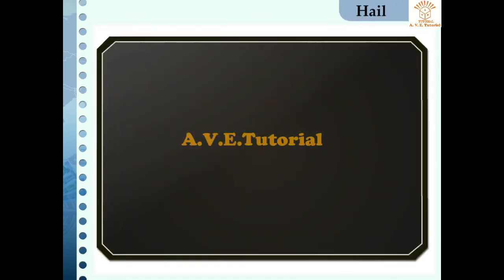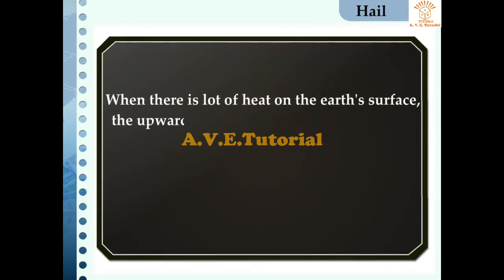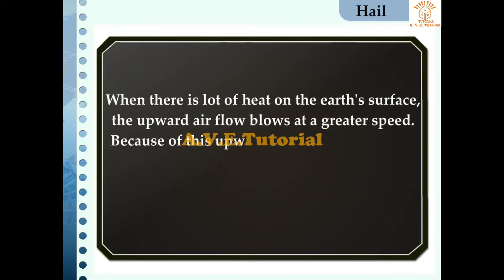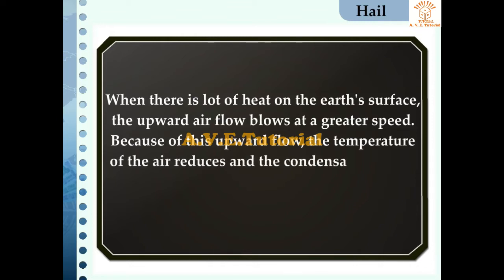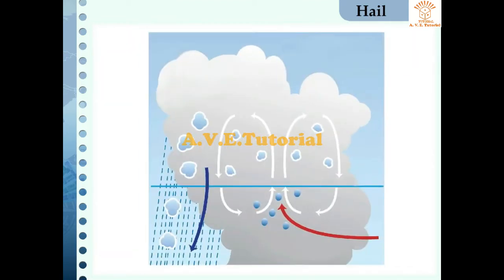Hail. When there is a lot of heat on the Earth's surface, the upward airflow blows at a greater speed. Because of this upward flow, the temperature of the air reduces and the condensation of the water vapor takes place. Dark clouds are formed. Because of the upward movement of air, these water droplets go to a higher altitude. Here, solidification of these droplets occurs and hailstones are formed.